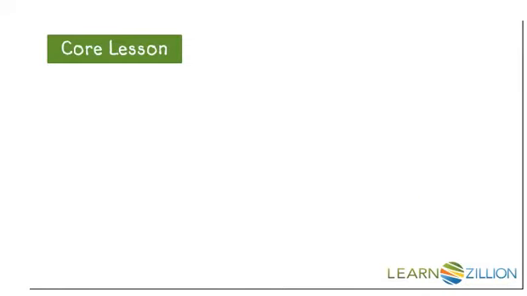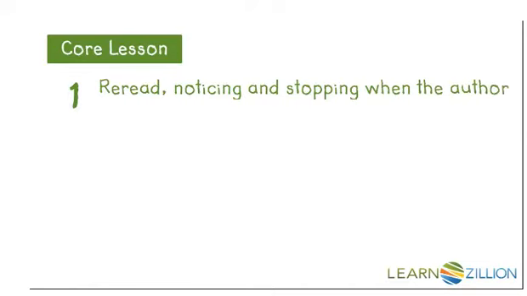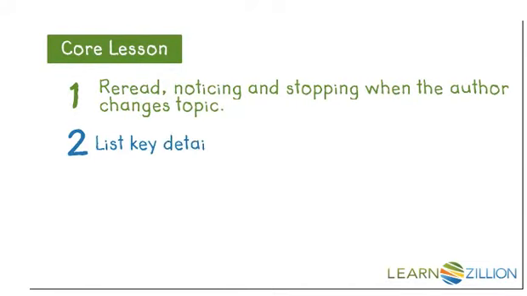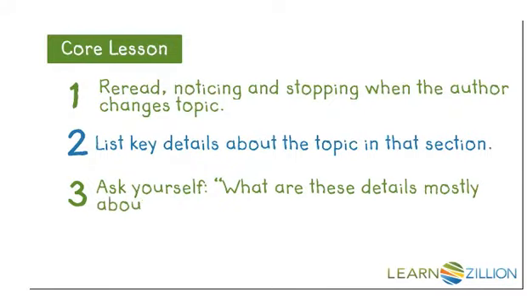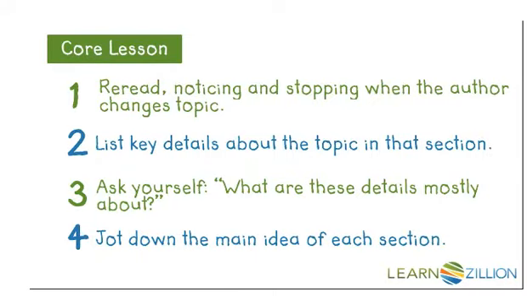To find the main idea of each section of Motions of Earth and the Moon, we will: 1. Reread, noticing and stopping when the author changes topic. 2. List key details about the topic in that section. 3. Ask yourself, what are these details mostly about? 4. Jot down the main idea of each section.